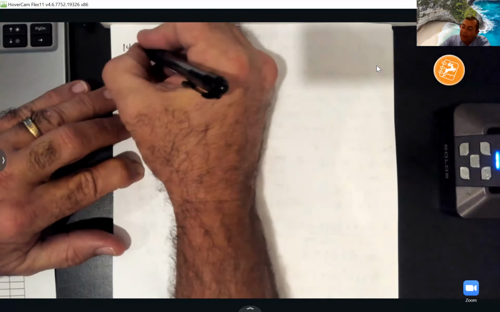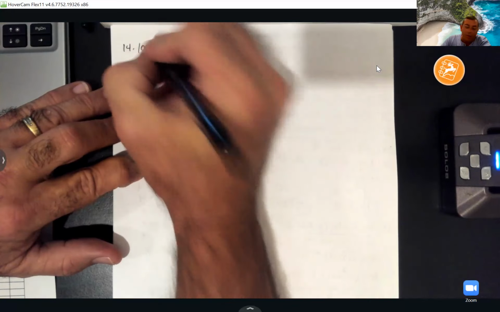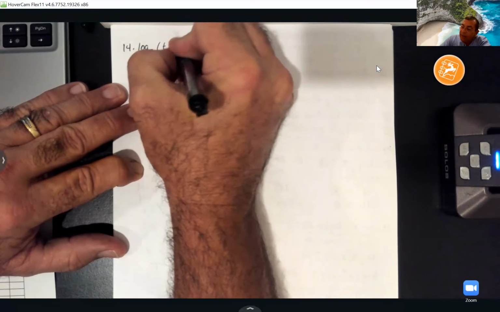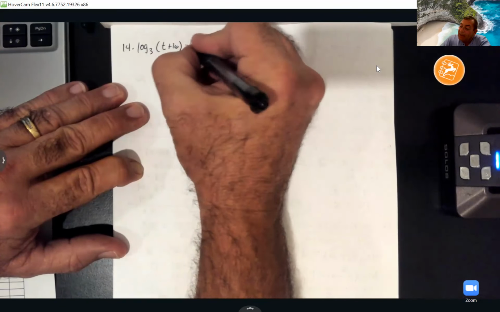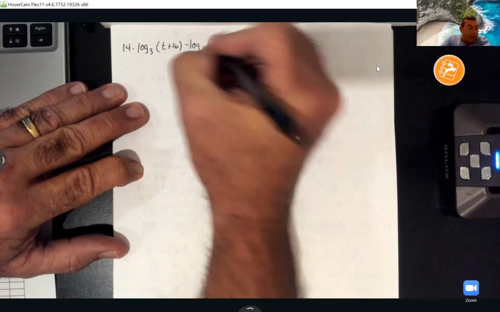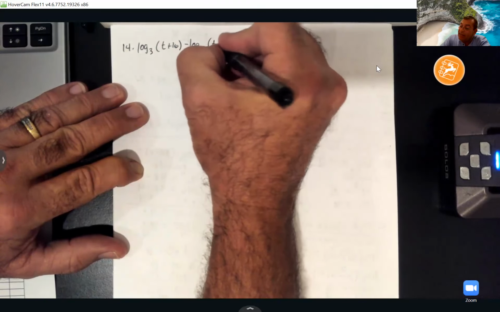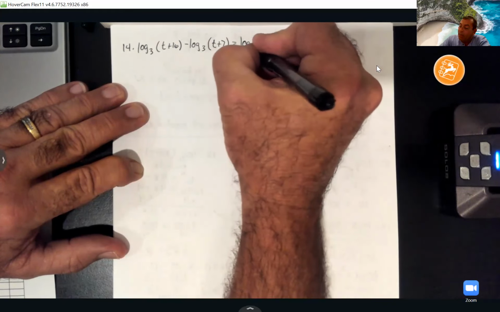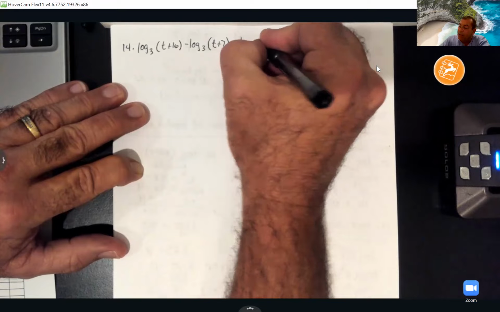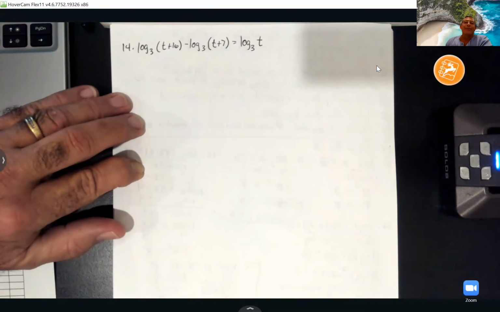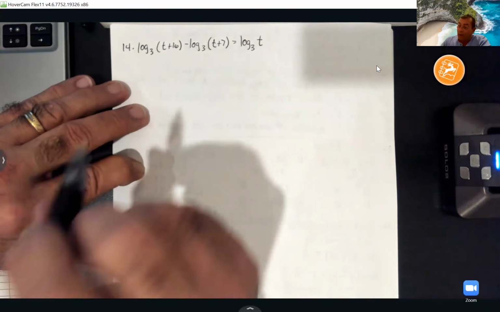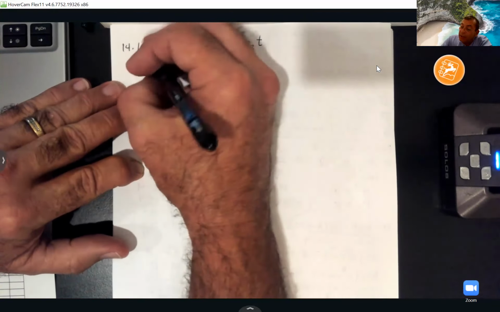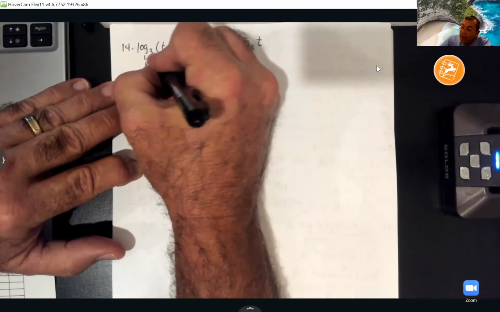All right, 14. Log base 3 of t plus 16 minus a log base 3 of t plus 7 is going to equal a log base 3 of t. So y'all, I ain't gonna lie, it's bringing it all on us, but guess what? This left side has 2 logs, so we need to rewrite as a single log.